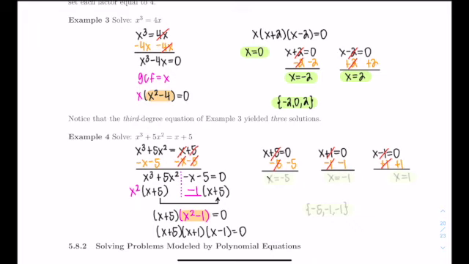So we end up with x equals negative 5 as a solution, x equals negative 1 as a solution, and x equals 1 as the third solution. Again, this was a third degree polynomial and we got 3 answers. You could also see it written in the curly braces, negative 5, negative 1, and 1.